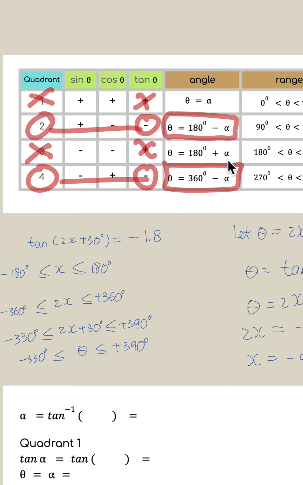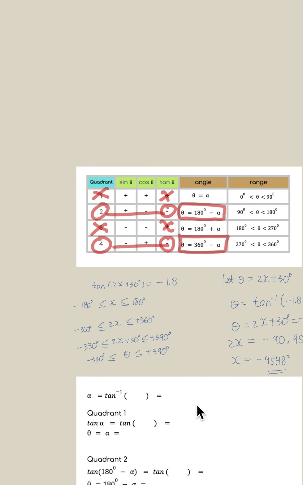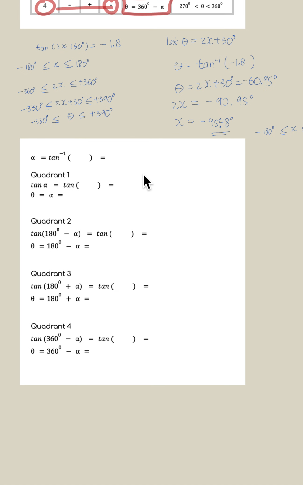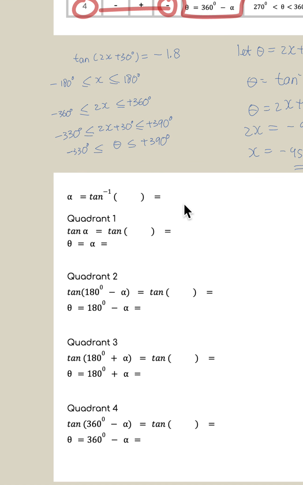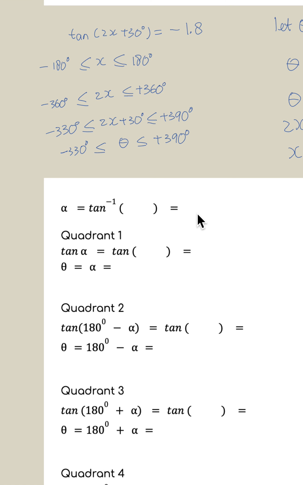And how much is alpha? Alpha is the basic angle, which we are going to find in a short while. So let's do this. We try to find alpha here. Alpha is equal to the inverse tangent of positive 1.8.